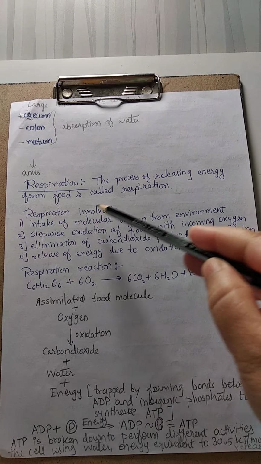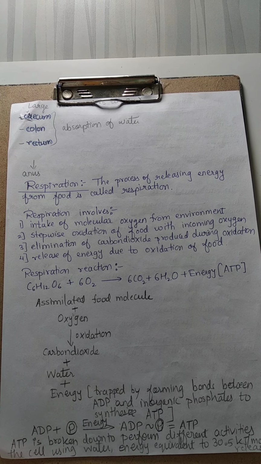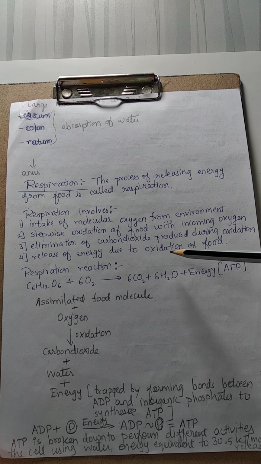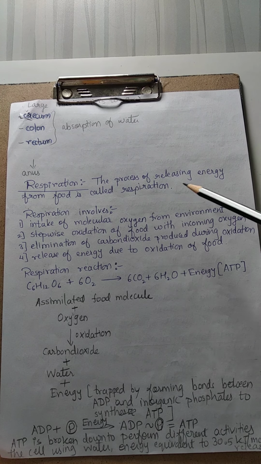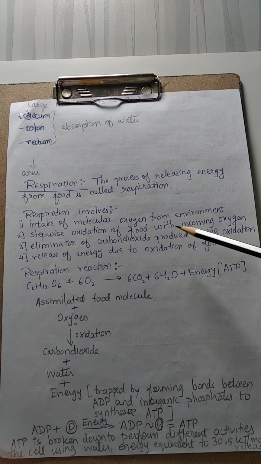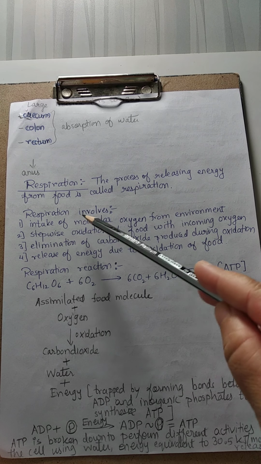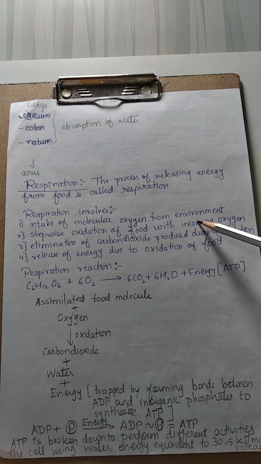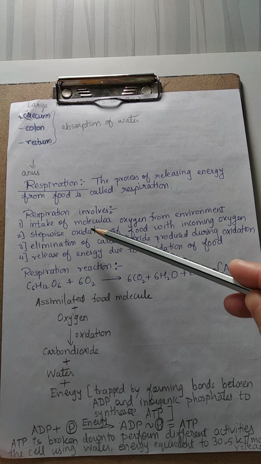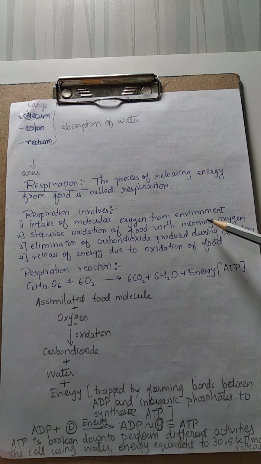So, respiration involves intake of molecular oxygen from environment. See, we are talking about aerobic respiration. As we are talking about oxygen, it means it has to be aerobic respiration. So what are the different steps involved in aerobic respiration that we will see? The steps involved are intake of molecular oxygen from environment, right? Through breathing, we do that. Then stepwise oxidation of food with incoming oxygen.